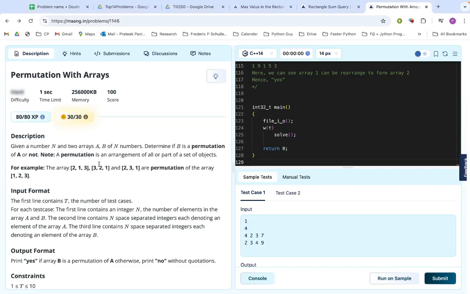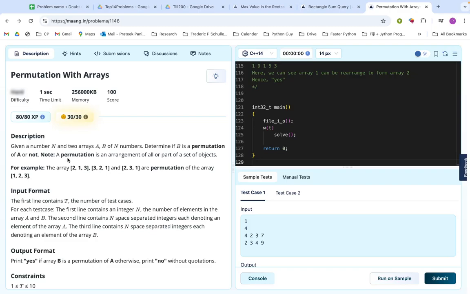Hi guys. So let's look at this problem called permutation with arrays. We are given a number n and we are given two arrays A and B. Each is having the same size, n numbers. And all we are asked to determine is if B is a permutation of A or not.